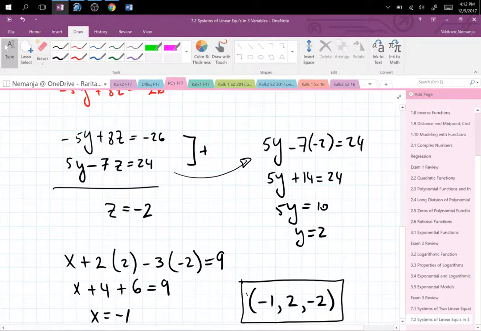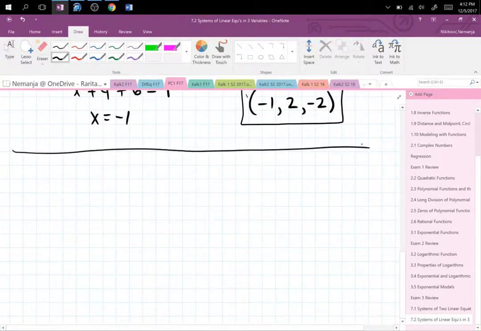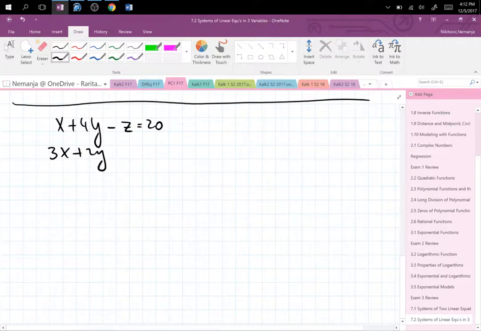The book explains one problem per page, per 10 pages, but they really explain it in detail, so you should look it up. We have x plus 4y minus z equals 20. 3x plus 2y plus z equals 8. And 2x minus 3y plus 2z equals negative 16.